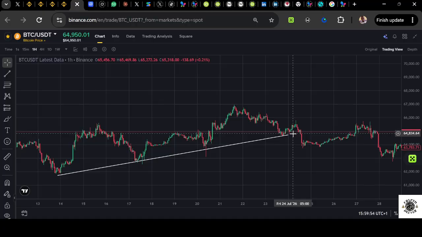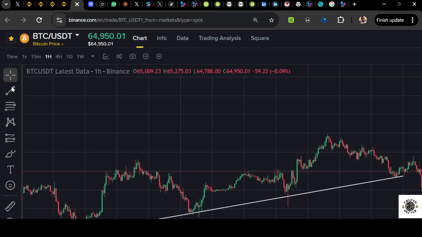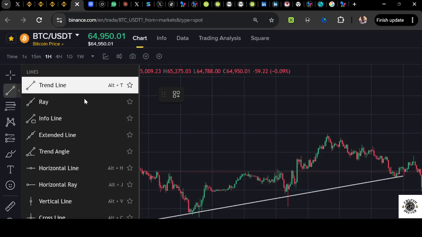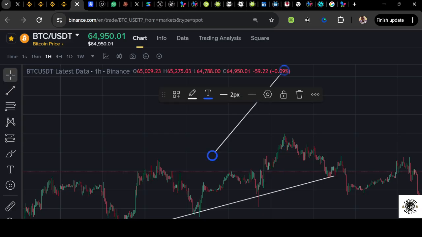Okay, now that will bring me to how to draw trend lines. In showing you how to draw trend lines, I'm going to first of all show you how to activate trend lines. As you can see here, just come to this place on your chart. You're going to see it says trend line. Once you click on here, you're going to see this one that says trend line. Just click on it and then you start drawing. All right, that is actually how to start drawing.